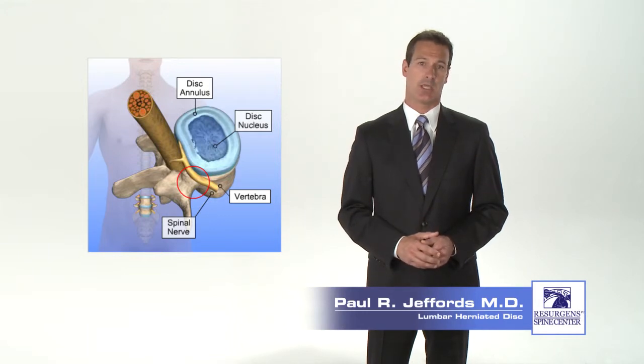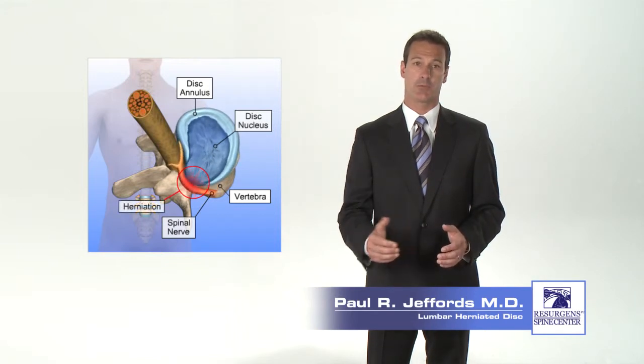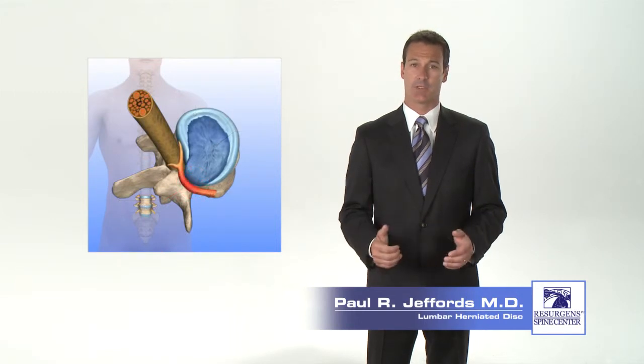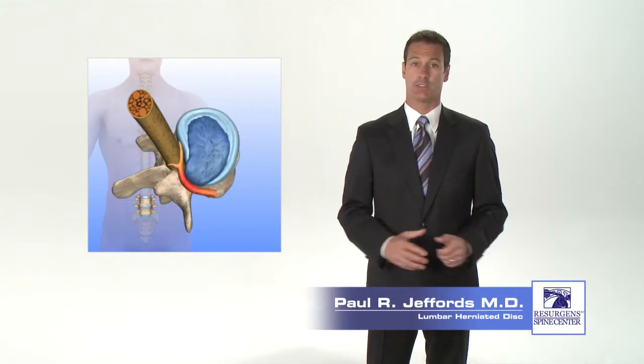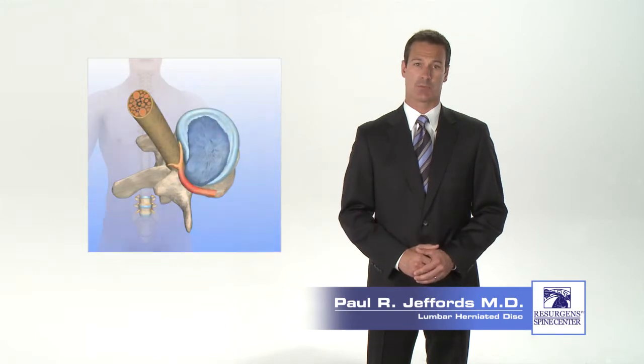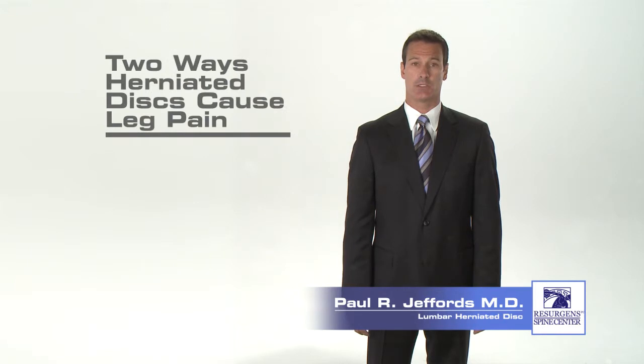Eventually, the tears in the annulus may become large enough so that a portion of the inner jelly-like nucleus can push completely through the tear, backwards into the spinal canal. When this happens, it is called a ruptured or herniated disc. Occasionally, trauma or an episode of heavy lifting causes sudden rupture of the disc, resulting in a more rapid onset of symptoms. A herniated disc can cause leg pain in 2 ways.